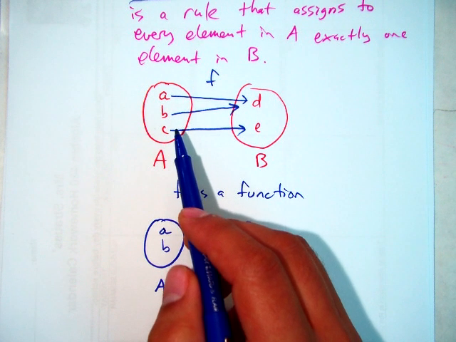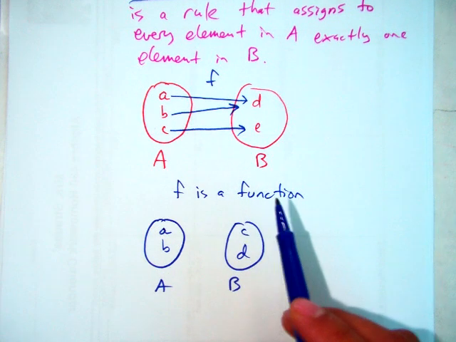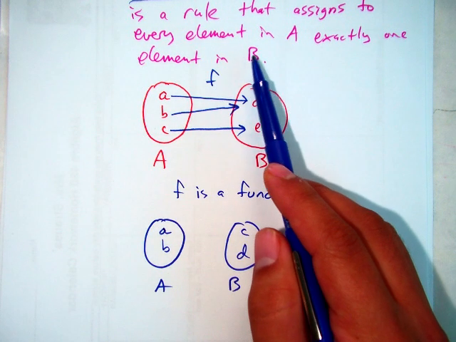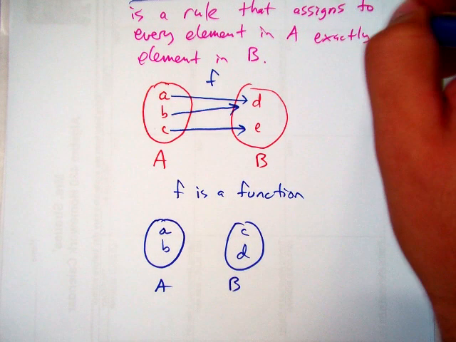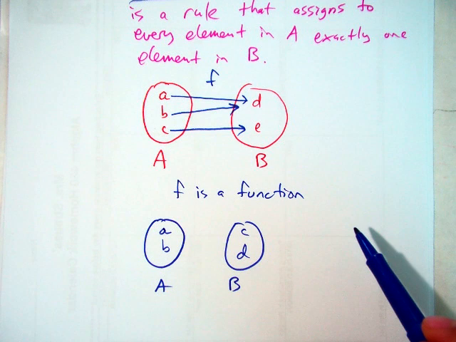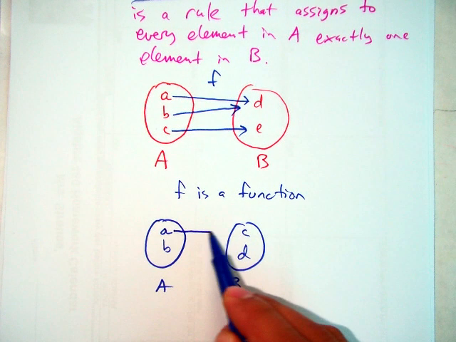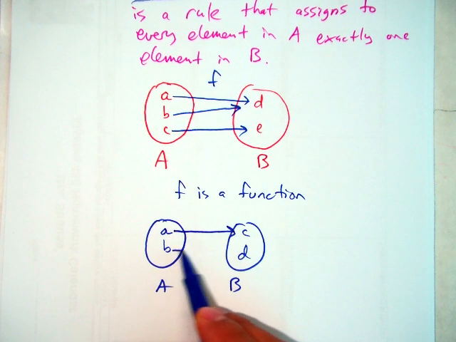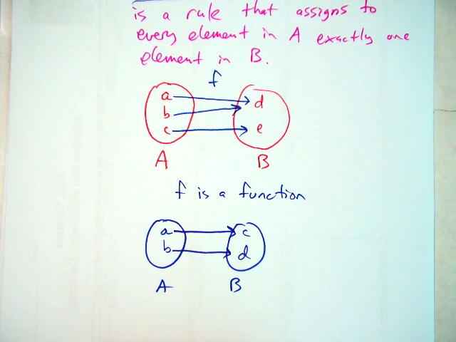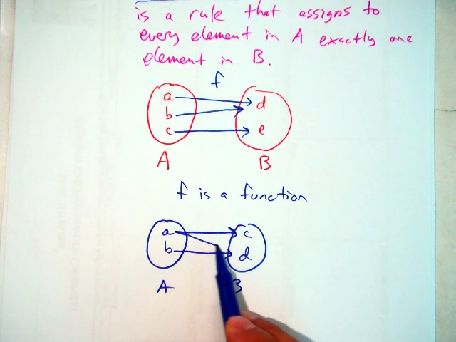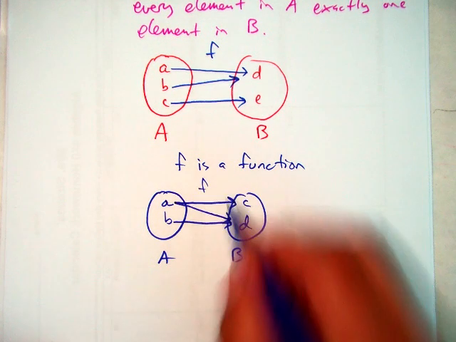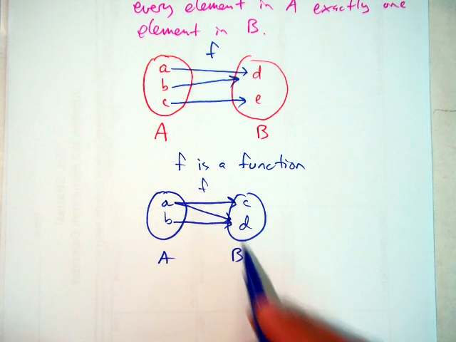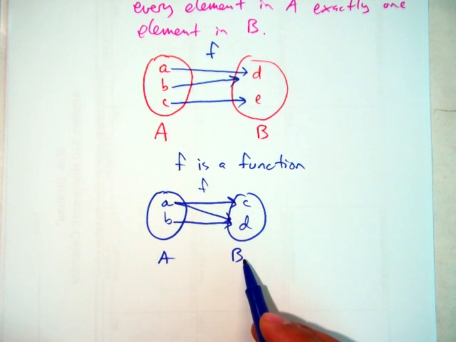It depends. You're on the right track, though. Look at the definition in the lingo and the wording here. Every element in A has exactly one element in B assigned to it. So right now, is this a function? Yes. What if I did this? No. Now it's not a function, because A is assigned two elements in B. It has to be exactly one.